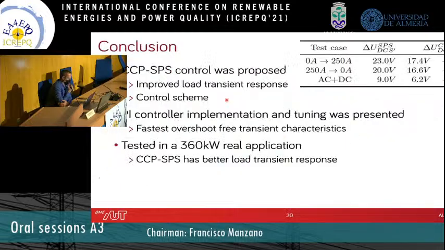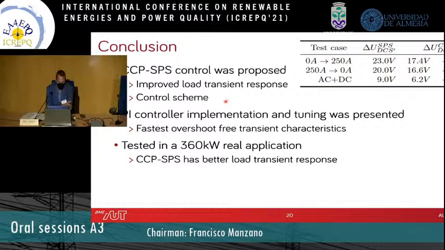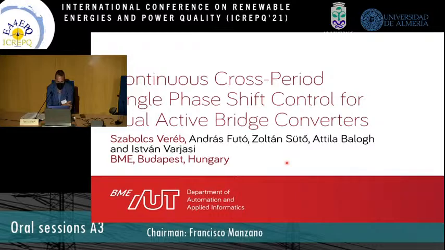So the conclusion is that we have presented a new kind of control for DAB converters, which should have an improved transient response. We presented the control scheme and how you can tune this controller or implement it in a discretized DSP environment. And we tested this in a real application, and concluded that yes, this control has better load transient response than the traditional one. So that was my presentation, and if you have any questions, I'm here to answer them.